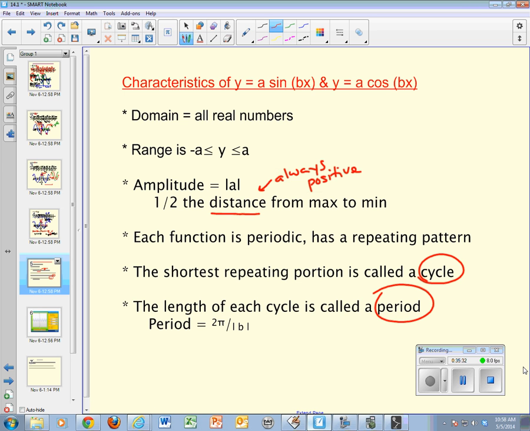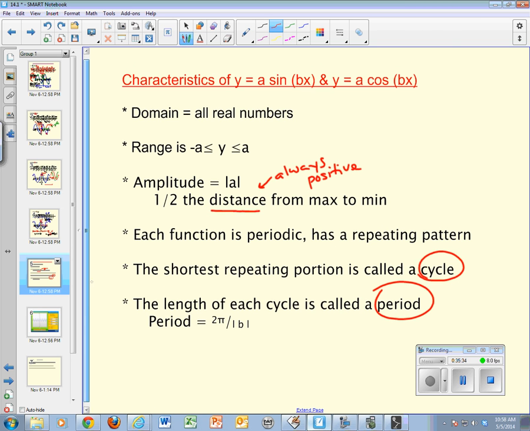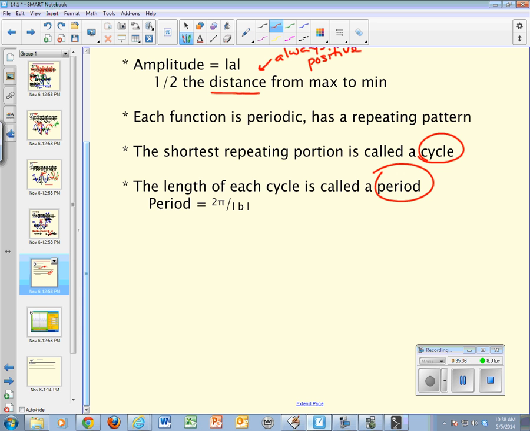The book gives us this equation here, 2 pi over the absolute value of b. I wouldn't really worry about the absolute value. I don't think any of the graphs in the book have a negative b value. We could, but nothing that we're going to graph will. So let's just worry about the 2 pi over b. And that's the equation that you need to know.